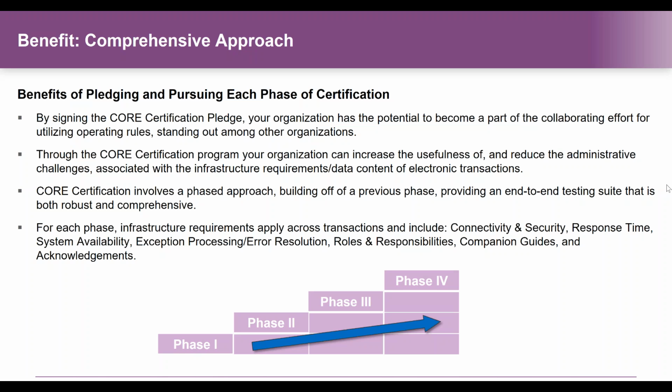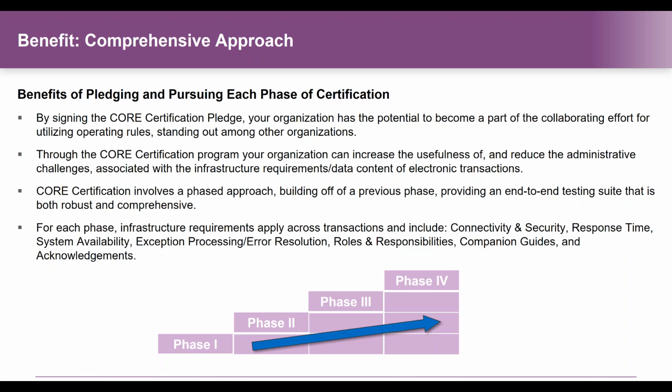Each phase of the operating rules, phases 1 through 4, shares a common set of infrastructure requirements that apply across each transaction, including requirements around connectivity, security, response time, system availability, your companion guides, and the use of acknowledgments. Thus, if you can implement one phase, you've already created a foundation that will help streamline implementation of subsequent phases.